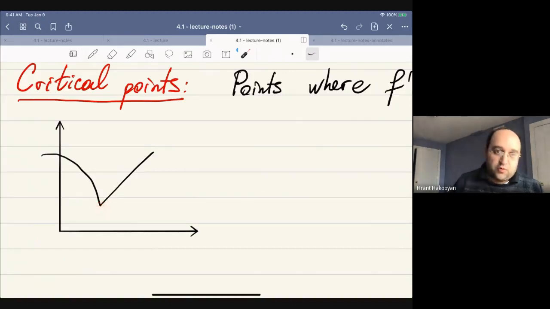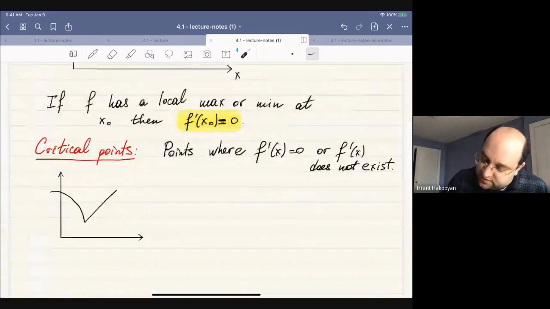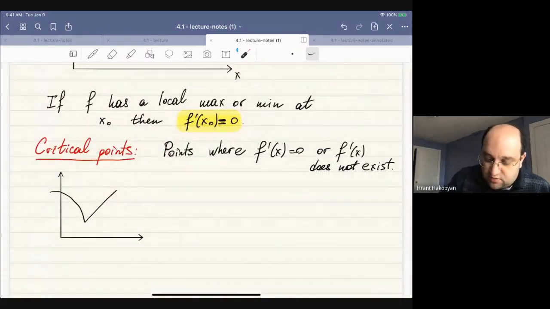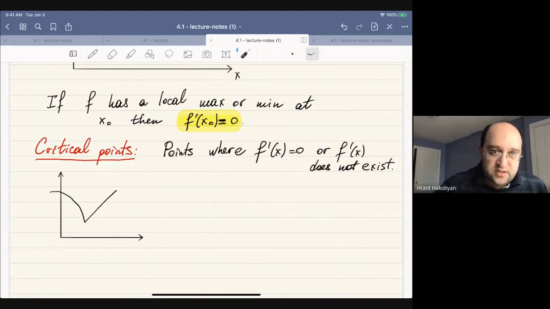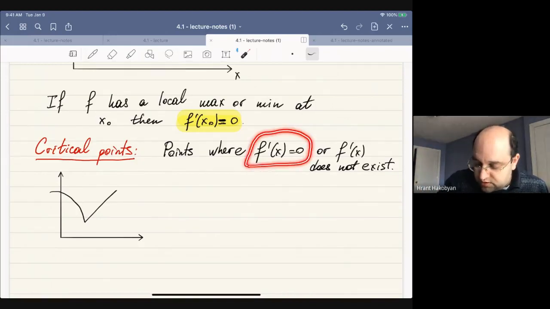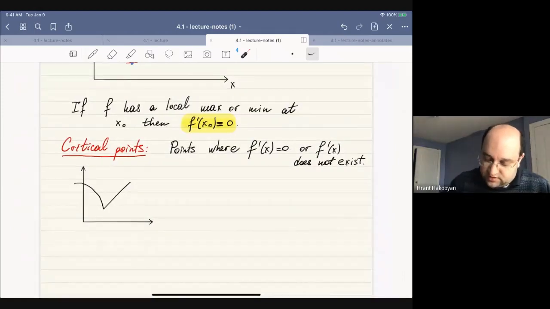but still there is a minimum, right? So that's why we also look at the points where the derivative does not exist. So those are the critical points: the points where the derivative doesn't exist or is equal to 0. In most examples, the derivative exists everywhere, so all you have to worry about is finding where the derivative is 0. But in some examples, you also have to consider the points where the derivative does not exist.